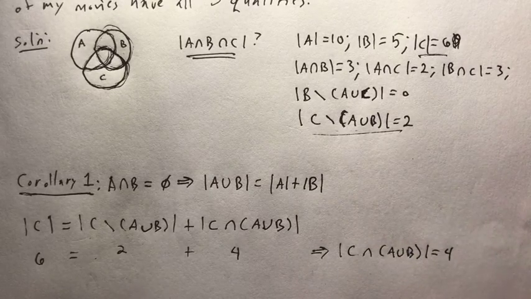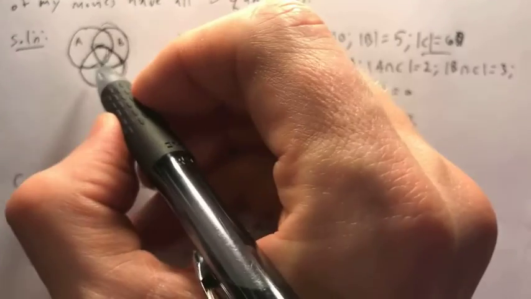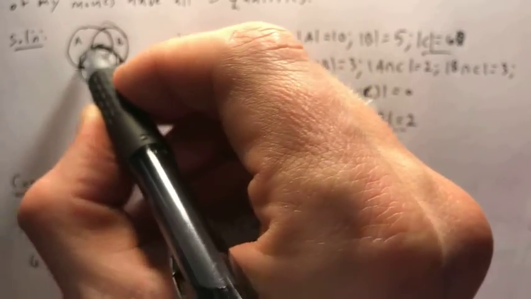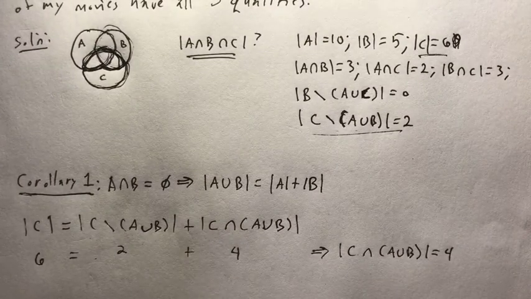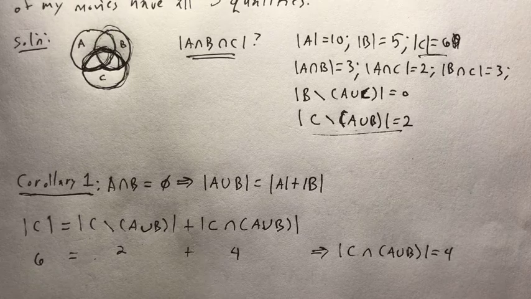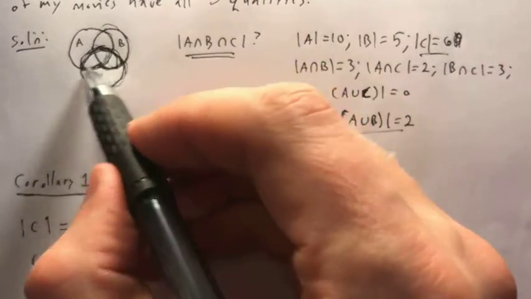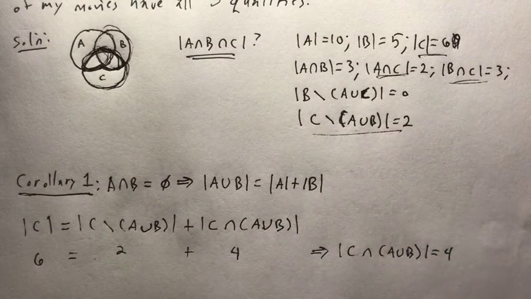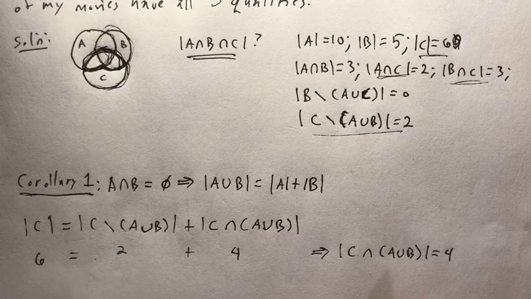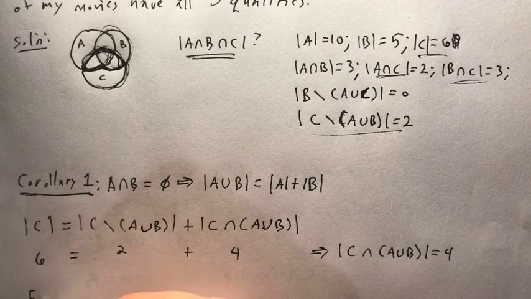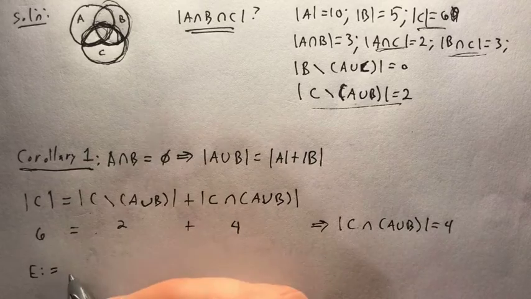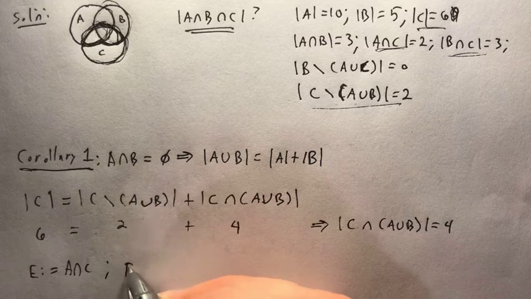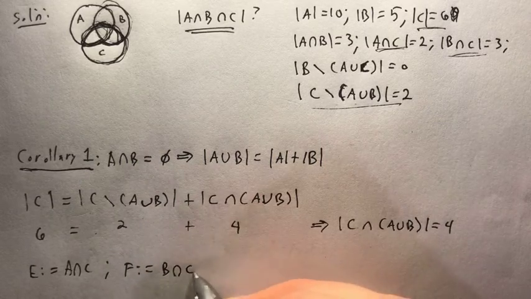Also, there's a reason I'm doing it this slightly more complicated way. C intersect A union B is going to be this sort of cartoon mustache shape here. So what are the constituent parts of the cartoon mustache shape? Well, I've got A intersect C, and I've got B intersect C. But what do you know? I've got a handle on both of those. So I'm going to define E to be the set A intersect C, and I'll define F to be the set B intersect C.